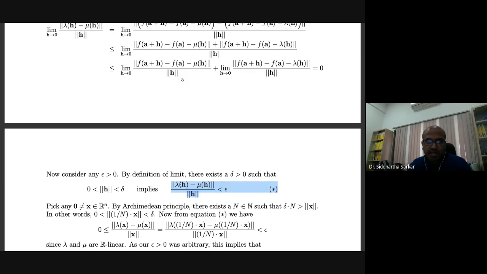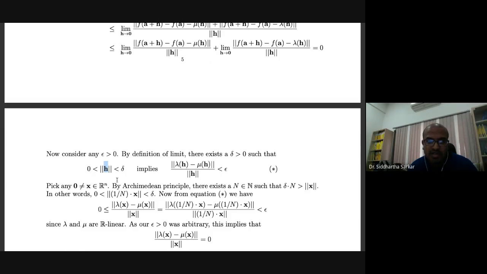Now, this is simply not good enough, because the problem is I'm only focusing on the deleted neighborhood of 0, which might be very, very small. My equality of lambda and mu should occur for all large enough points, large enough in the sense of all vectors with very, very large norms. So for this we use a small trick. This is usually the Archimedean principle.